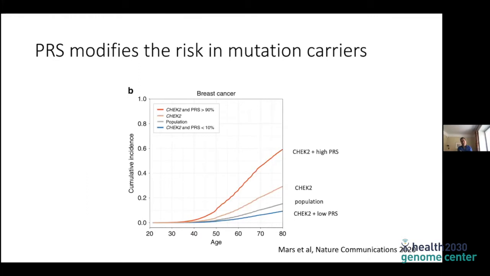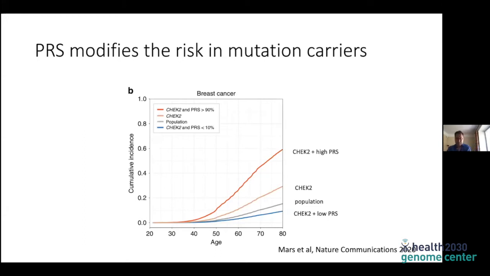So this is what we did with Nina Mars: we compared the cumulative distribution of lifetime risk. In gray, you see the population level by the age of 80, it's about 16%. If you're a carrier of a CHEK2 frameshift mutation, a Finnish enriched mutation, it's about 30%. If you're a carrier of a CHEK2 mutation and you're in the top 10% of the polygenic risk score, it goes all the way up to 60% cumulative incidence by the age of 80. On the other hand, even if you're carrying the mutation, if you have a lot of protective polygenic risk, that actually brings you down to the population level of risk.